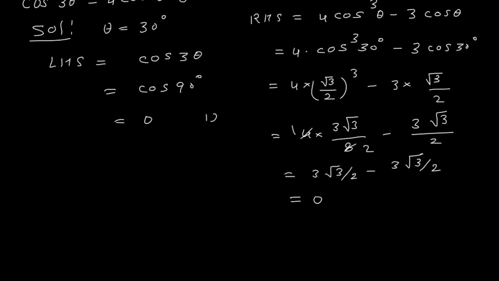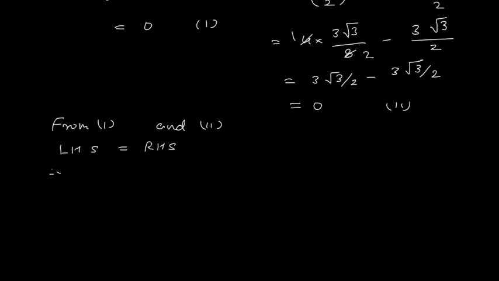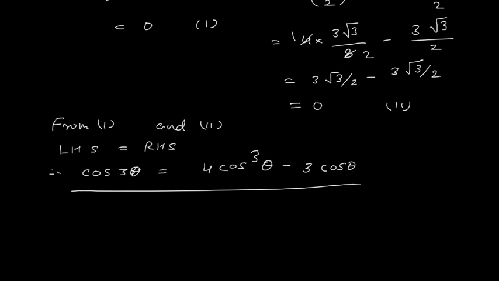So left hand side and right hand side have the same values. So I will say that from 1 and 2, LHS is equal to RHS. Therefore, we will say that cos 3 theta is equal to 4 cos cube theta minus 3 cos theta. Simple? Yes? Okay.